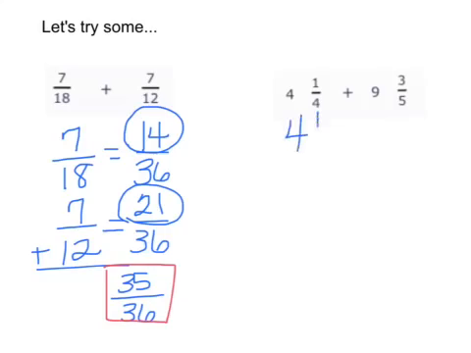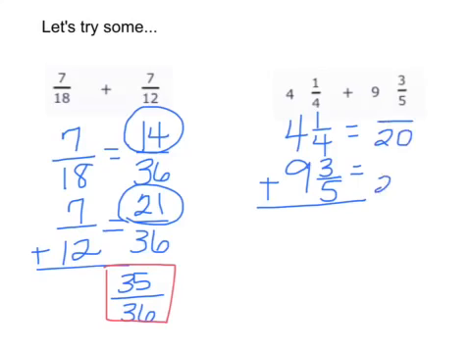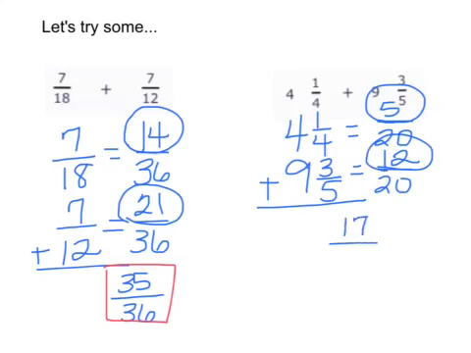Again, I'm going to start by writing them vertically. And before I do anything else, I'm going to get a common denominator. 5 and 4, the best common denominator would be 20. So I've got 4 times 5 is 20, 1 times 5 is 5, 5 times 4 is 20, and 3 times 4 is 12. Again, let's add our numerators. So 5 plus 12 is 17, all over the same denominator, which is 20.